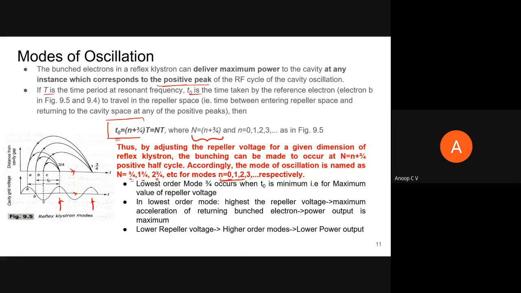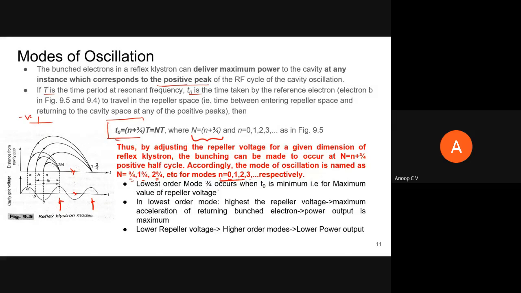So what happens is, if the repeller voltage is maximum negative, it will repel these electrons maximum. So the velocity of electrons while entering this grid cavity will be maximum, and kinetic energy will be maximum. Then when it is getting decelerated, it can transfer more energy to the electromagnetic waves. That's what I mentioned here.